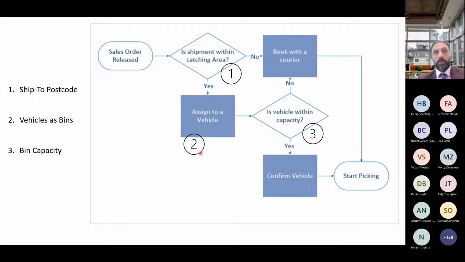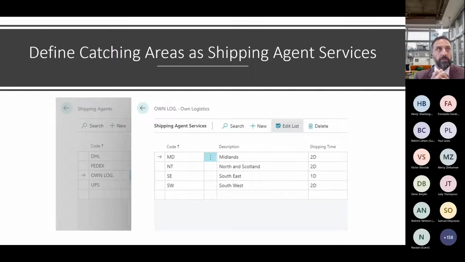This also allows us to solve problem number 3. How do we check capacity? Bins in Business Central can be set up with restricted capacity. And so this is how it works. So I'm going to jump into my next slide, and then I will change the screen. So I will show you how it works in Business Central.